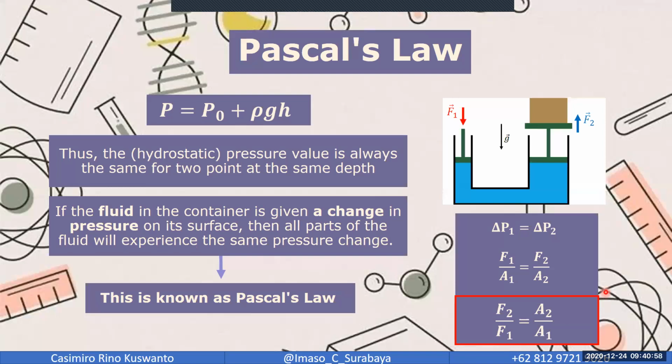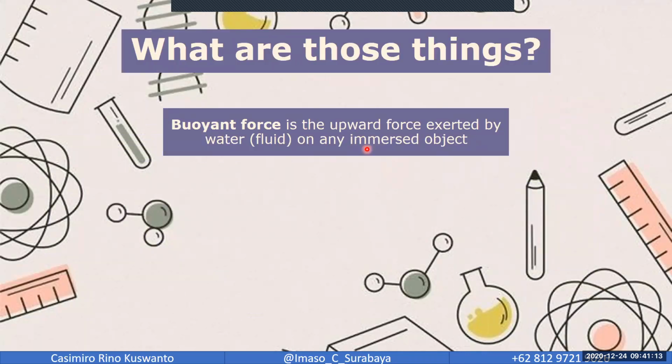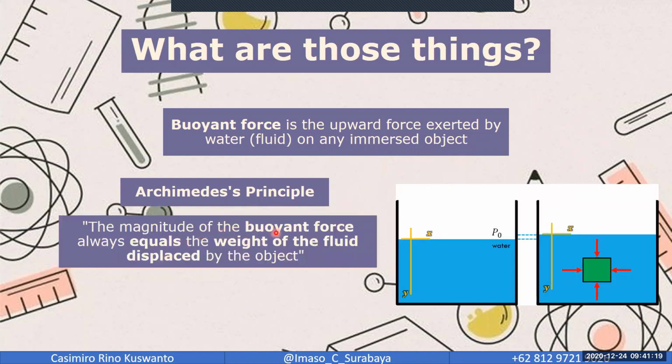Next, let's proceed to the buoyant force and Archimedes' principle. The buoyant force acts on any immersed object, while Archimedes' principle states that the magnitude of the buoyant force always equals the weight of the displaced fluid.